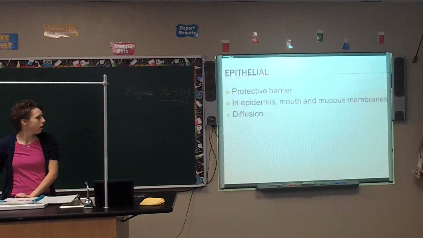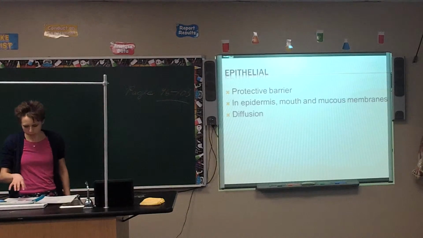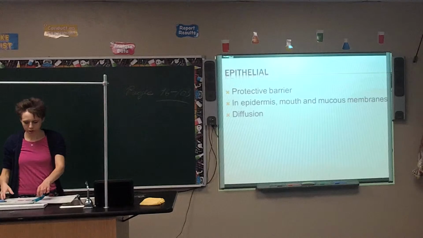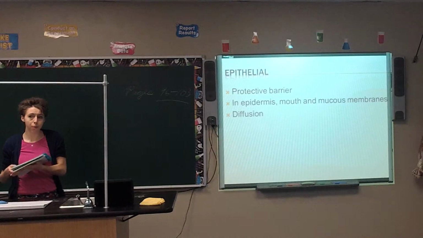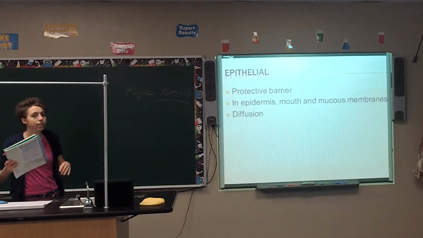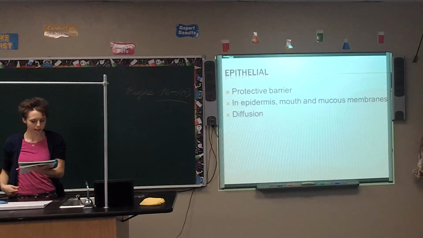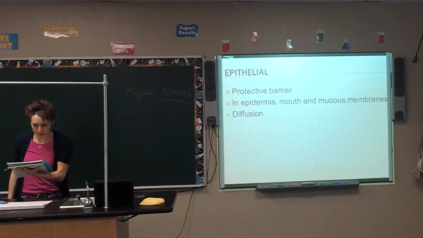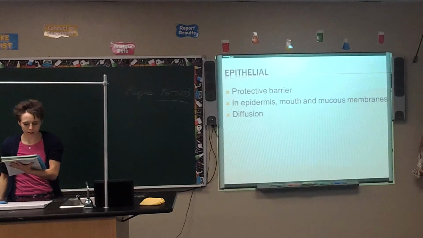Alright, the first one is the epithelial tissue. This one forms a protective barrier. Your book points out you can have different types of epithelial tissue in the epidermis of your skin. Epi means on, over, or above, so epidermis is the top layer of your skin. Epithelial in a lot of cases is that top or outermost layer because it's that barrier layer. So it can be found in the epidermis of your skin, the inner lining of your mouth, and the mucous membranes of your respiratory, digestive, and reproductive systems.